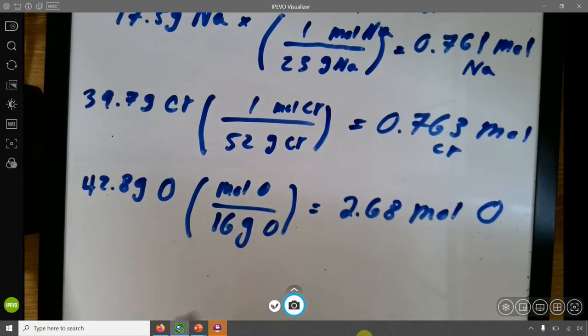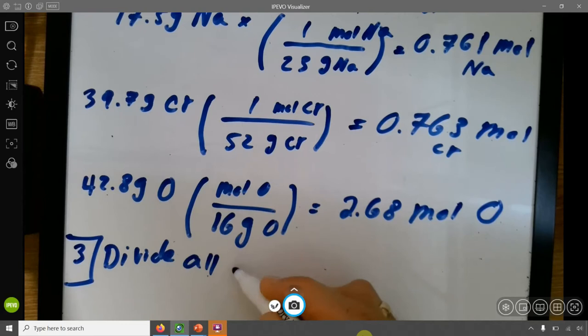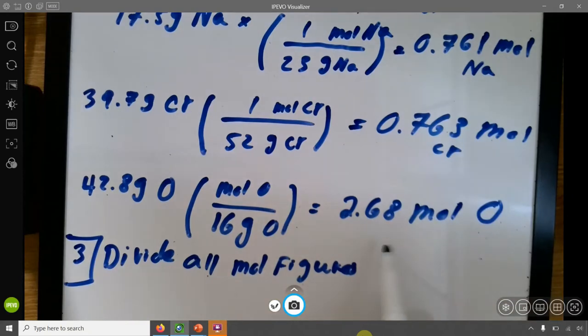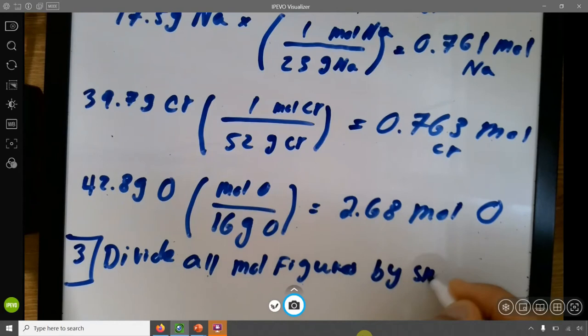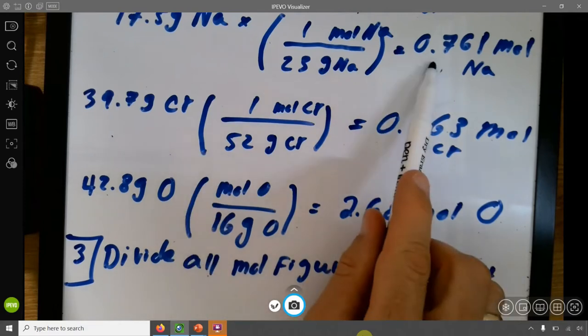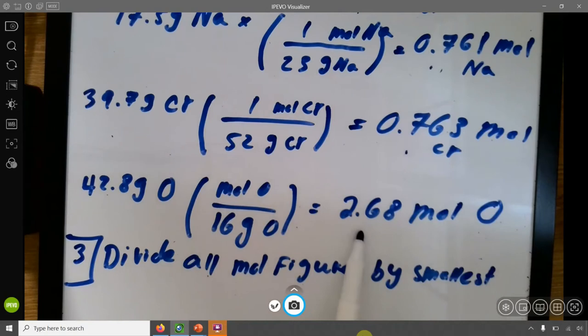Step 3 out of 5. Step 3 here is to divide all of these moles that we found, all these mole figures. So 0.761, 0.763, and 2.68. Divide all of these numbers by the smallest figure. So what's my smallest here? This. So I will go 0.761 divided by 0.761, 0.763 divided by 0.761, and 2.68 divided by 0.761.